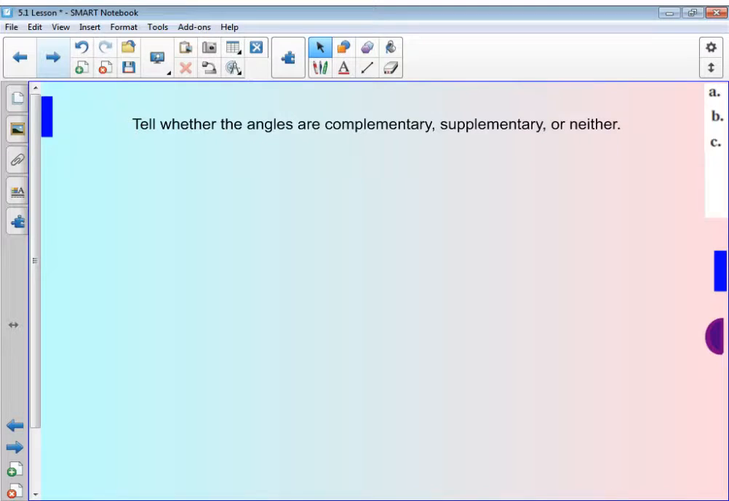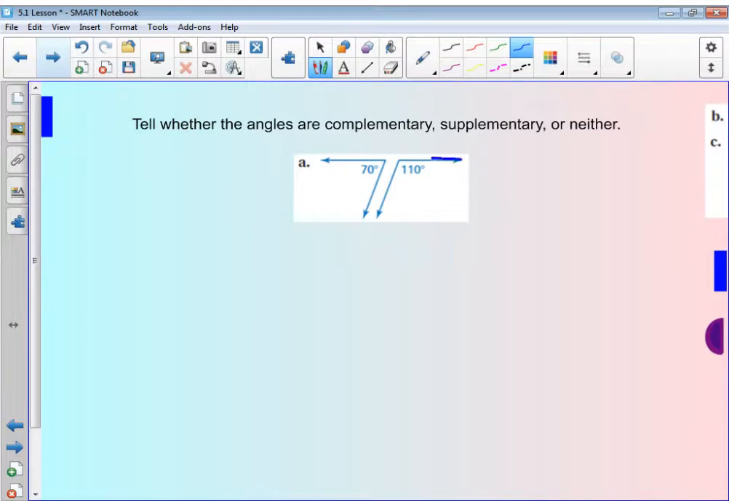Okay, so here I want you to tell whether the angles are complementary, supplementary, or neither. So here's our first set. So the way that we're going to check this is we're going to check, once again, if you slide them together, does it look like it creates a straight line? If I were to be able to take that 70-degree angle and slide it right up next to the 110, does it look like it would create a straight line here? It looks like it.